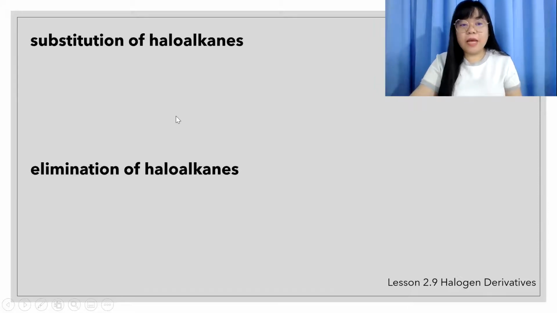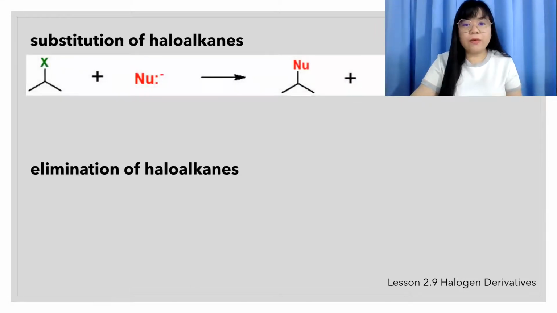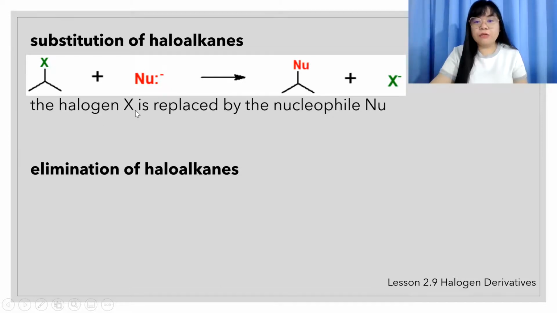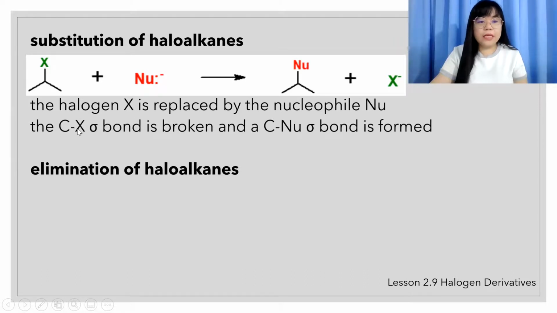So haloalkanes may undergo two types of reactions, substitution and elimination. In the substitution of haloalkanes, here we have an example. An RX structure reacts with the nucleophile, and the nucleophile replaces the halogen X in the structure. And then the C-X bond, which is a sigma bond, is broken, and a C-nucleophile sigma bond is formed.